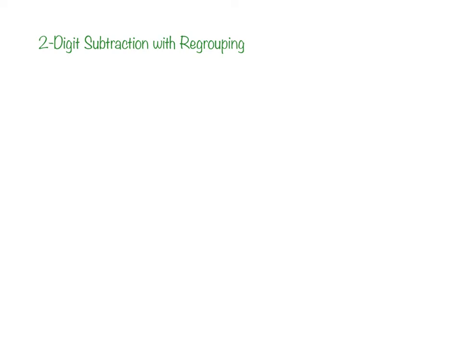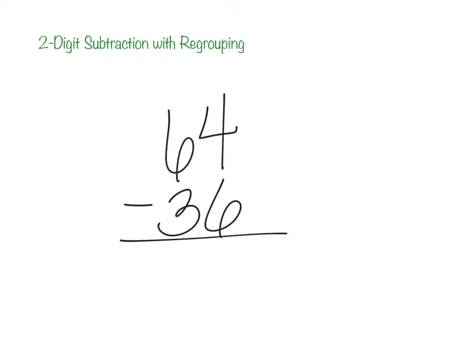Today we're going to practice two-digit subtraction with regrouping. Let's say our problem is the one shown. Everybody write it. We have 64 minus 36.